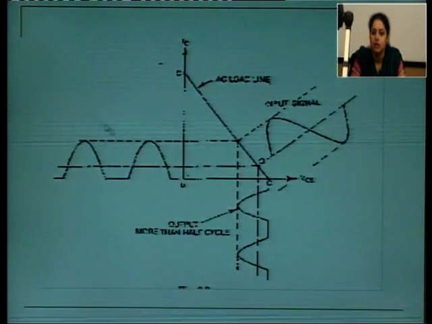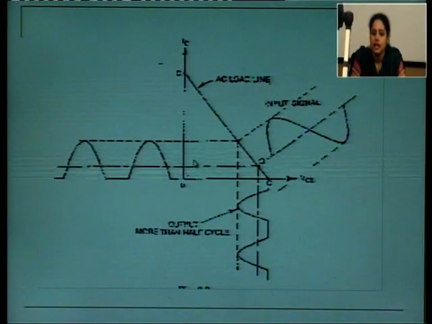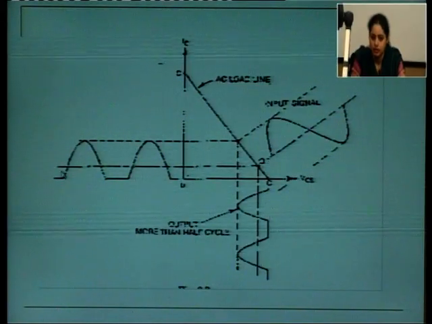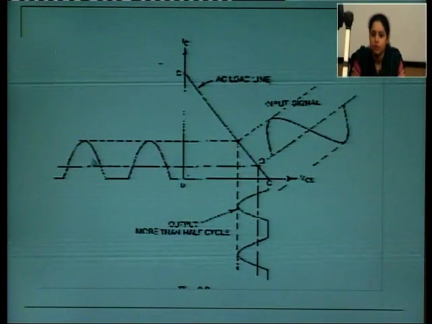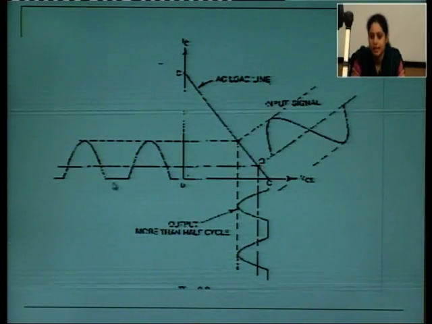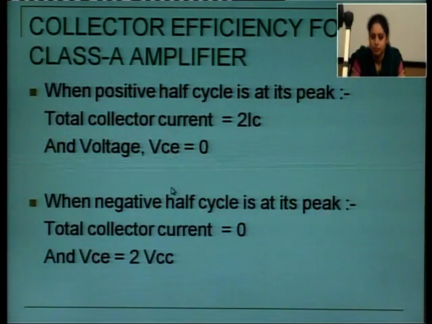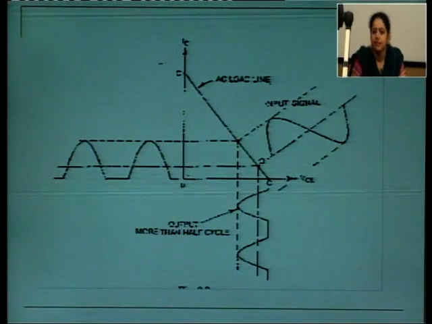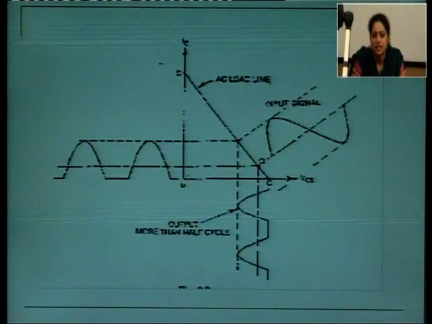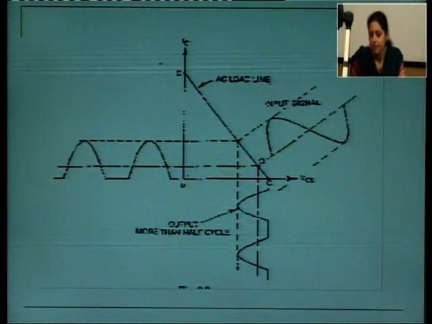This is again the output characteristics of your class AB amplifier. Here you have the input signal, your current is present for more than the positive half cycle but less than the full cycle, and correspondingly you have the output. So we can differentiate between class A, B, C and class AB amplifiers. Now how can we differentiate between them?